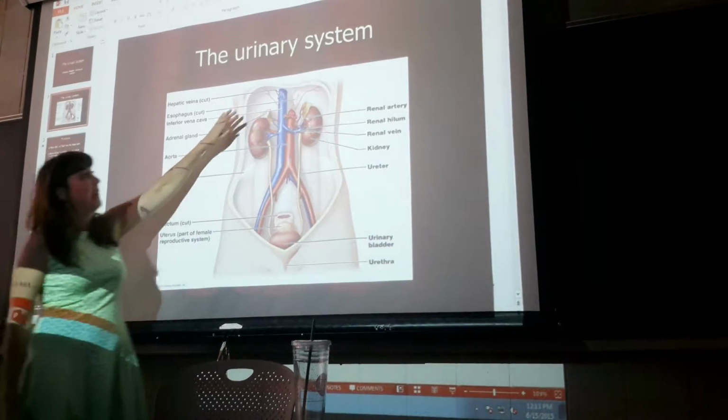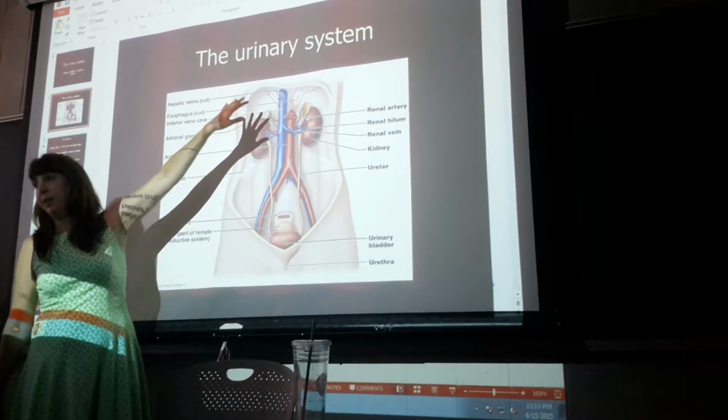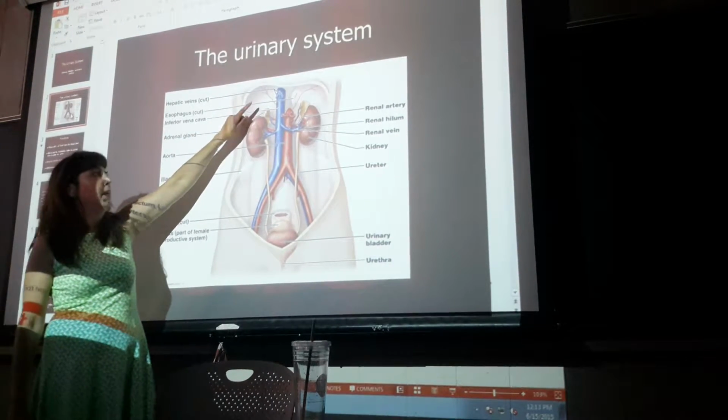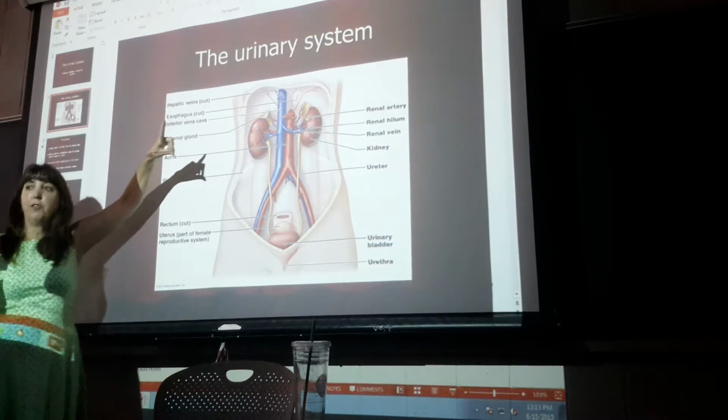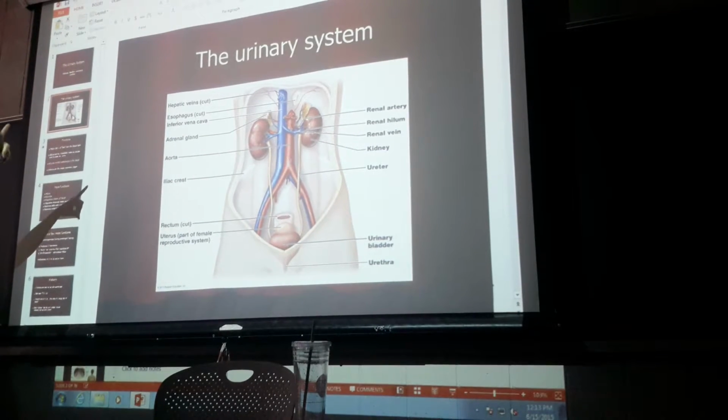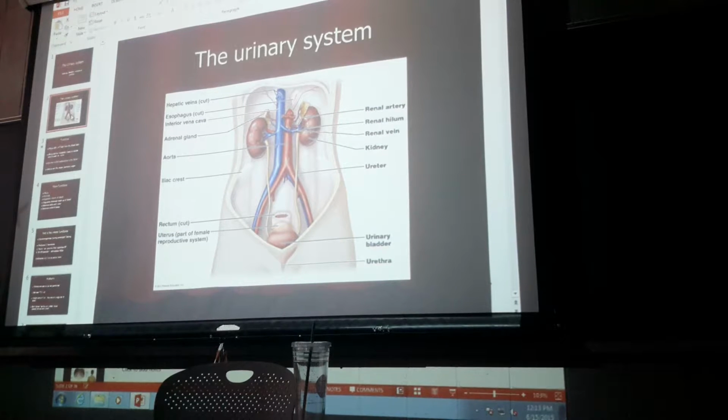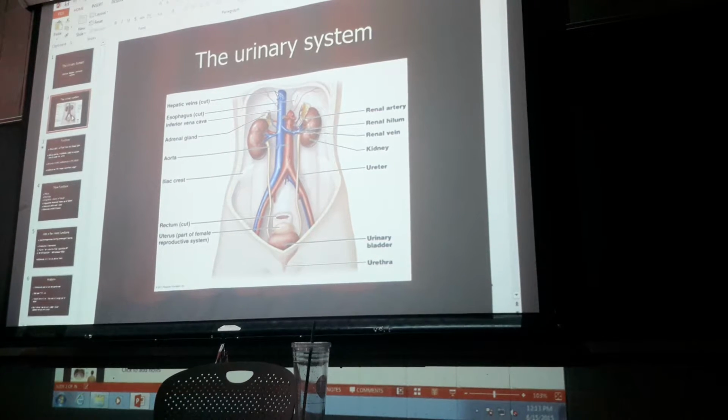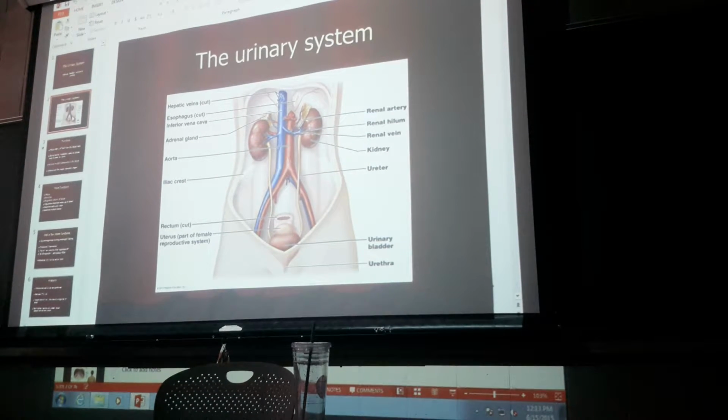On top of the kidneys, we have our suprarenal glands, also called the adrenal glands up there. Those are the ones that are going to secrete cortisol when we get under stress, and they also secrete epinephrine. So right there on top of the kidneys, so they're called suprarenal.